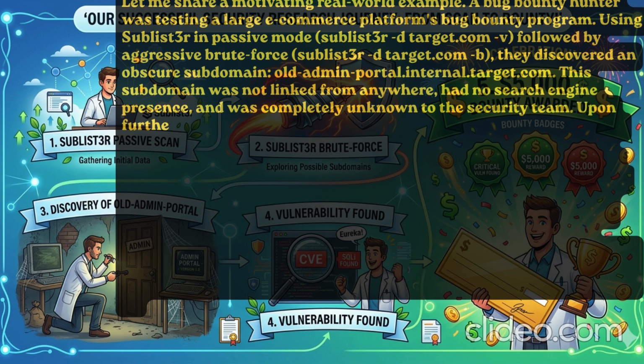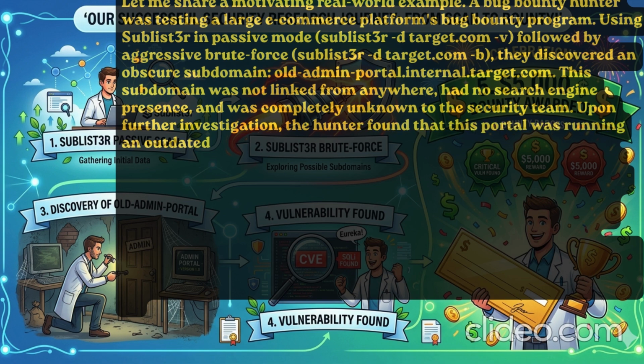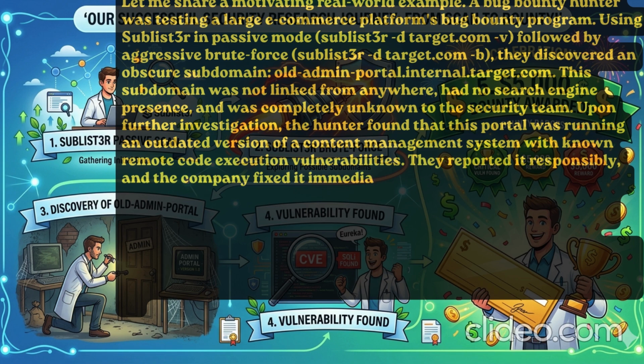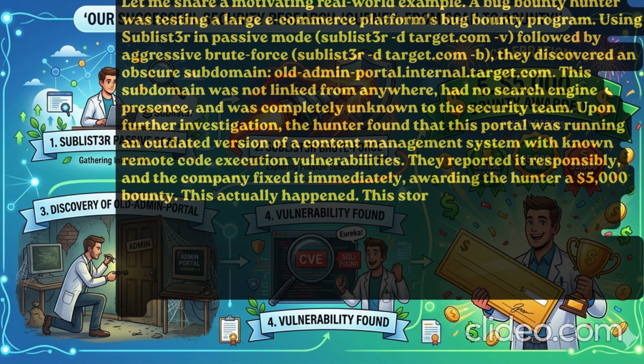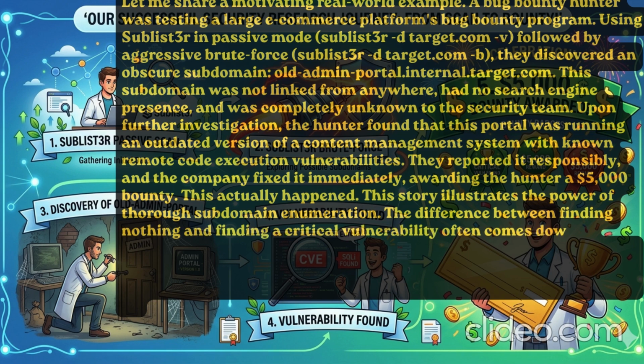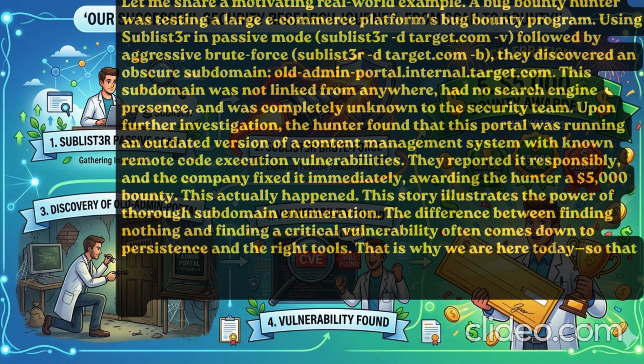Upon further investigation, the hunter found the portal was running an outdated version of a content management system with a remote code execution vulnerability. They reported responsibly and the company fixed it immediately, awarding the hunter a 5,000 dollar bounty. This actually happened. This story illustrates the power of thorough subdomain enumeration. The difference between finding nothing and finding a critical vulnerability often comes down to persistence and the right tools.